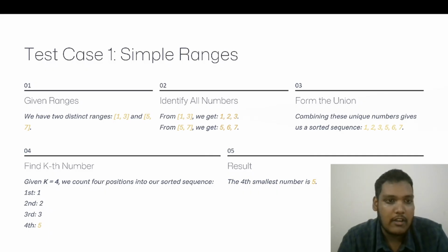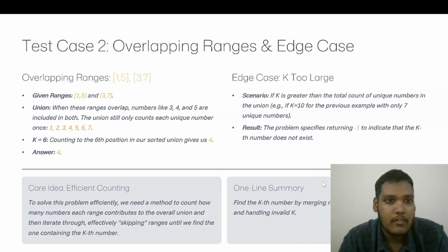In our test case one, there are two different ranges. One is 1 to 3 and another one is 5 to 7. From 1 to 3, it is three numbers, and from 5 to 7, it is three numbers. After adding them, we have six total. So at the fourth index, we have 5. So the number is 5.